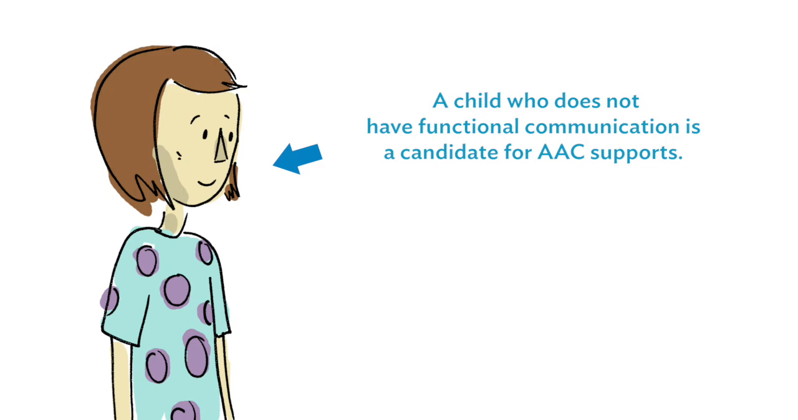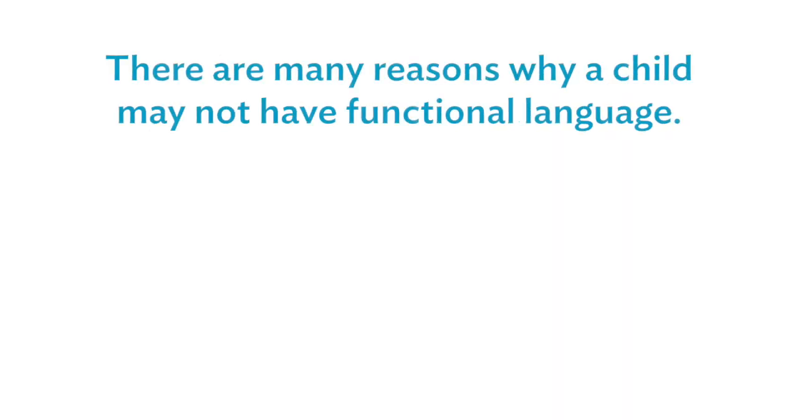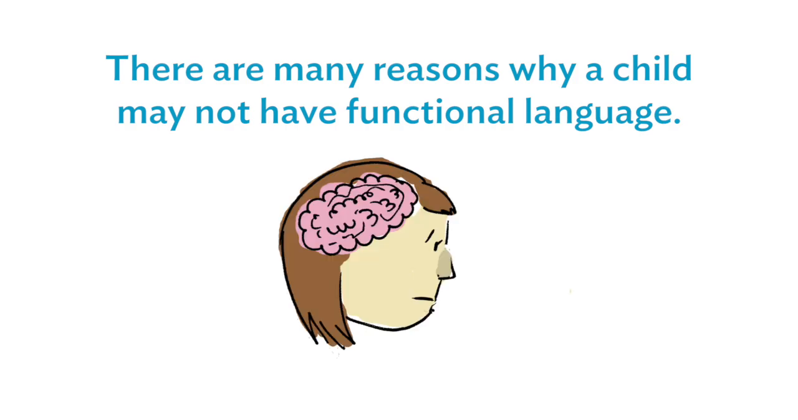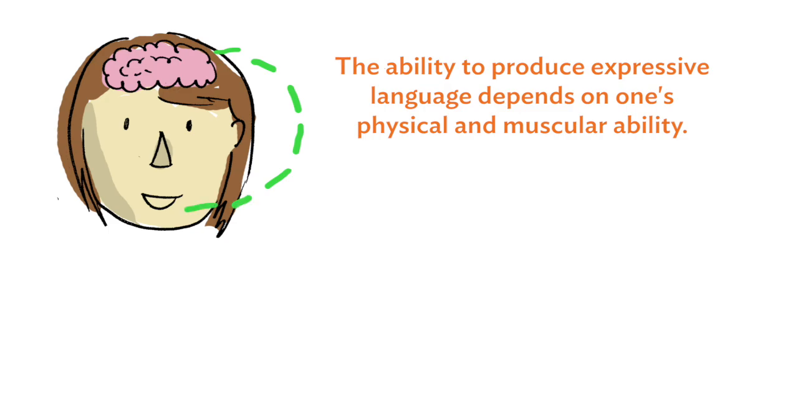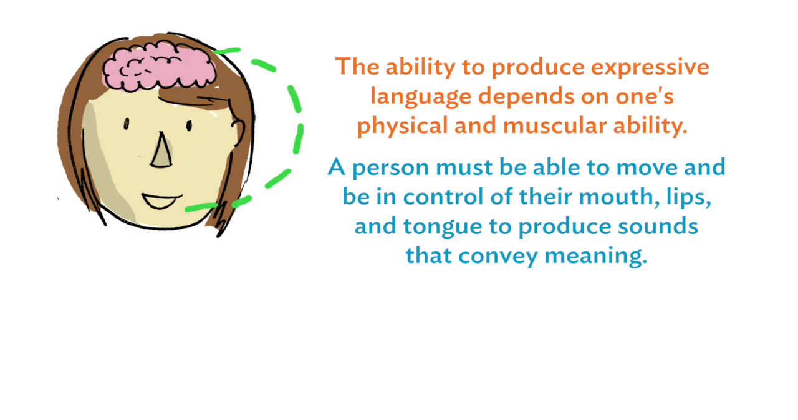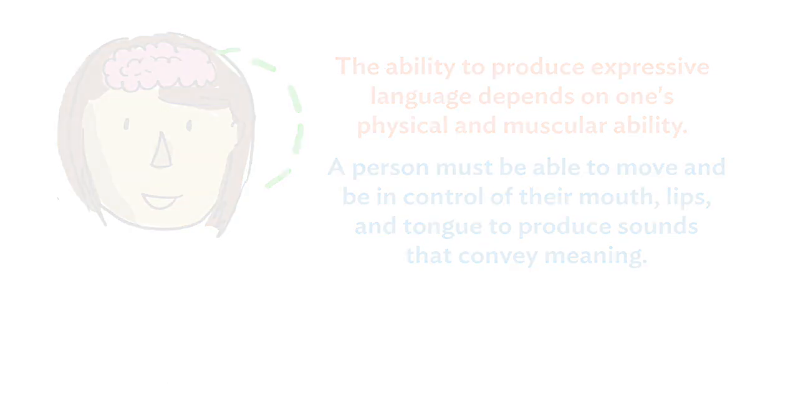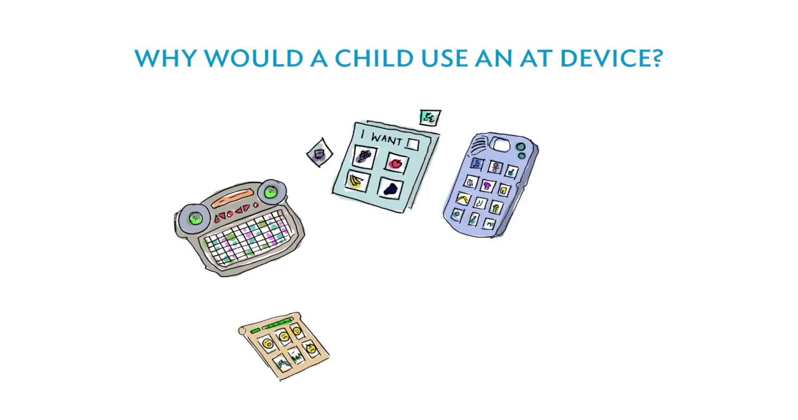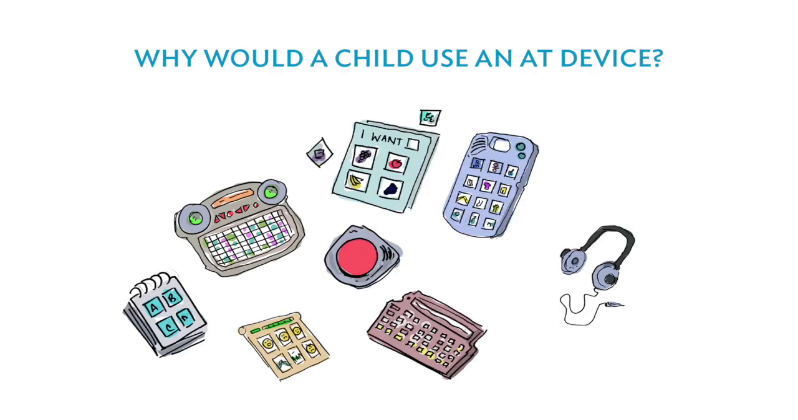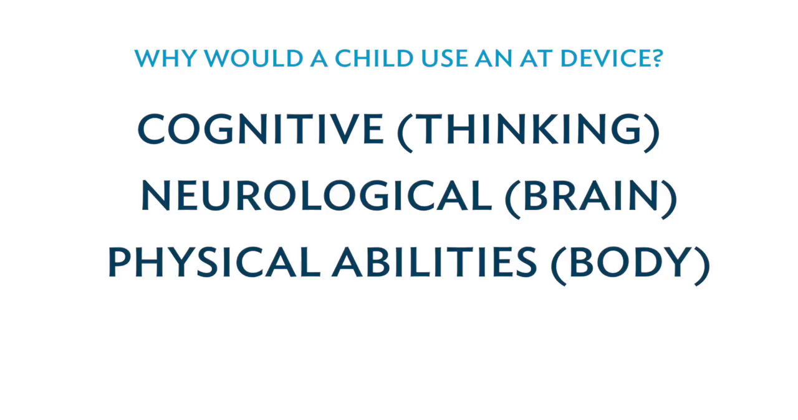This may be a child who is nonverbal, struggles to be understood, or who doesn't speak yet. There are many reasons why a child may not have functional language, such as a neurological condition. They may know what they want to say, but the message their brain sends out is not received by other parts of the body. The ability to produce expressive language depends on one's physical and muscular ability. A person must be able to move and be in control of their mouth, lips, and tongue to produce sounds that convey meaning. There are a variety of AT devices and services to consider, depending on factors such as a child's cognitive, neurological, and physical abilities.